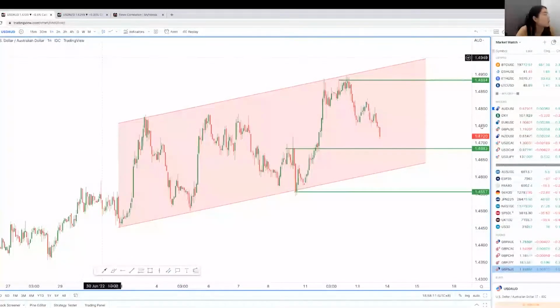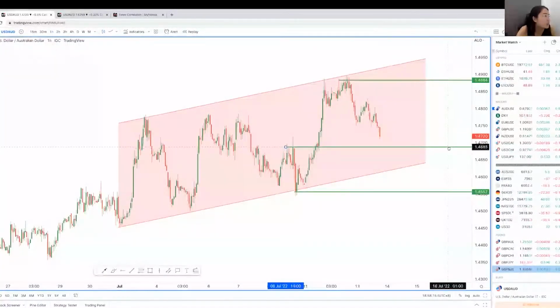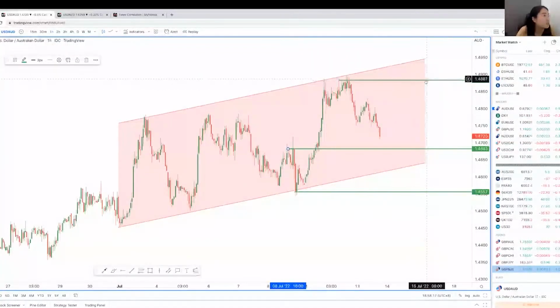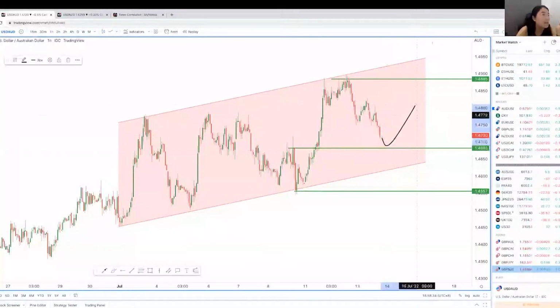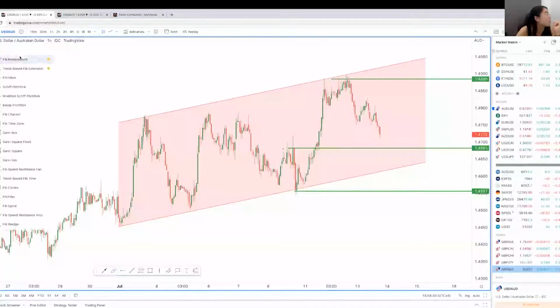Okay, now I am going to highlight some support and resistance. There is support and resistance here, right? There's support and resistance here. So right now looking at a channel, I am biased that price is going up. Why? Because there is bullish momentum. Two, I think price is going to go up here. Why? Because there is a horizontal pullback level here.